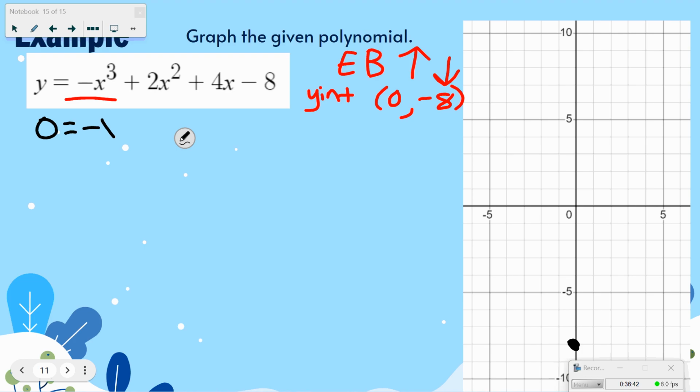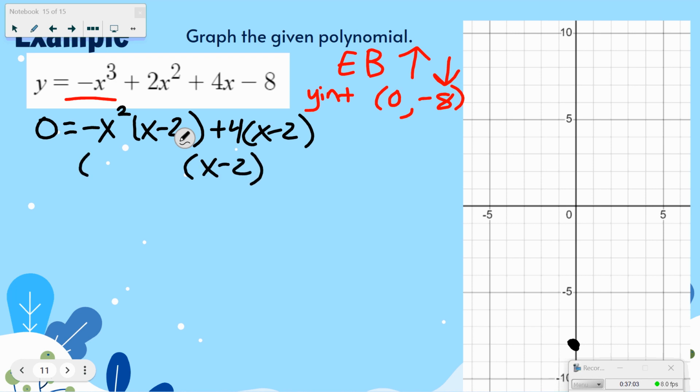So this would be minus x squared times x minus 2, and then I'd factor out 4 to be x minus 2. So let's check. Is this factorable by grouping? Yep, those x minus 2's match up. So I know one factor is x minus 2, and my other is negative x squared plus 4. Now let's check in with negative x squared plus 4. Can I keep factoring that?